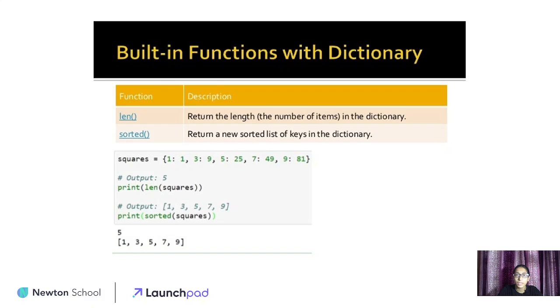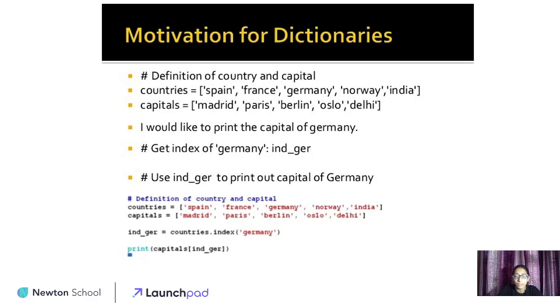Now, what are the built-in functions with dictionary? There are two types of built-in functions, length and sorted. These are used to return particular values and structures from dictionaries. If we have to return the number of elements in the dictionary, we generally use len. If we have to return new sorted keys of the dictionary, then we use sorted.